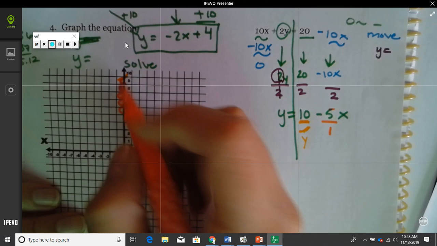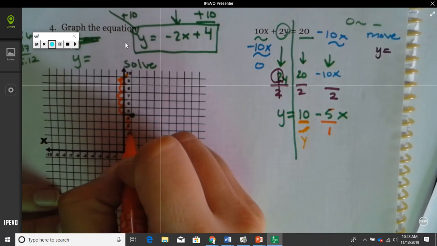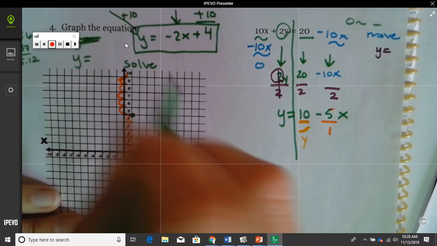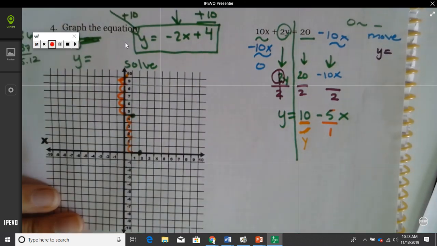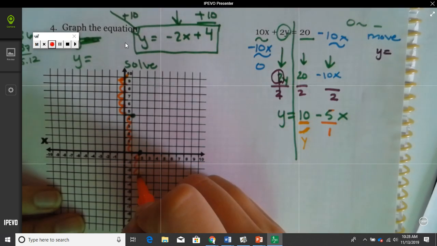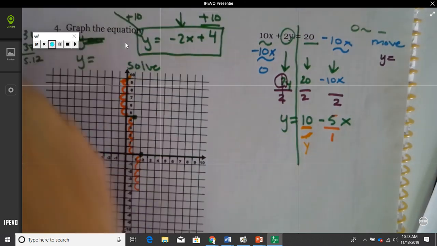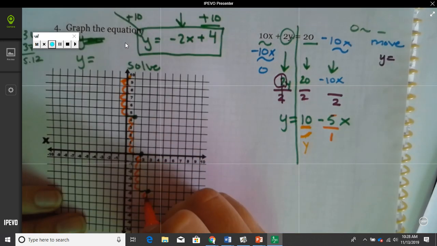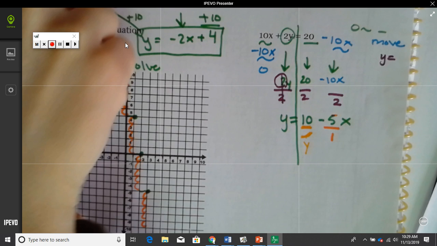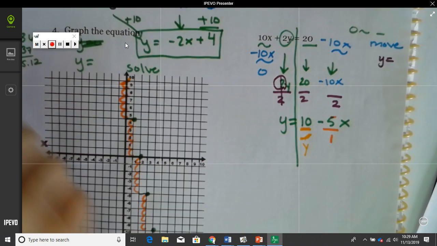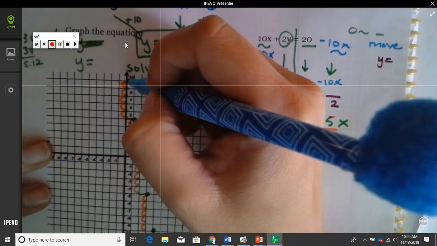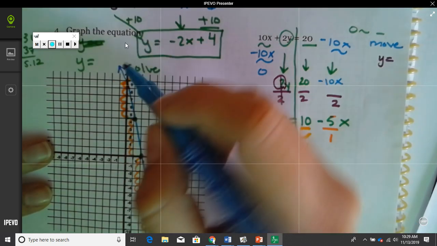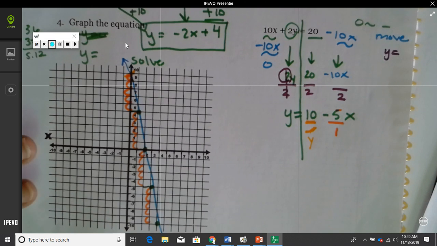Do it again and again. Down 5, over 1. Put a big obvious point there. Down 5 again, over 1. Oops. Do it again. Down 5, over 1. Alright, and then you're going to connect the points. And that's how you're going to do number 4.